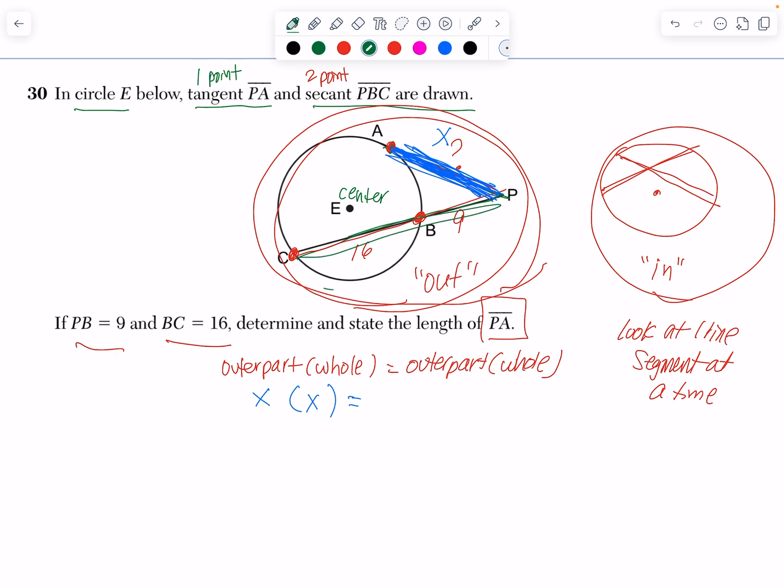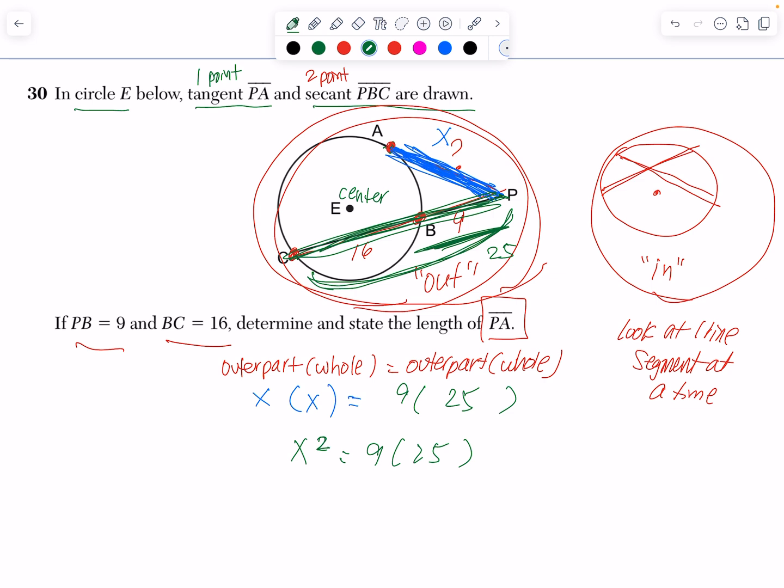And now let's look at this green line segment. What is the outer part? It's 9. And what is the whole line segment? Well, 16 plus 9 is 25. And so you do your algebra. X times X is X squared. 9 times 25. I can multiply that out, but since I'm going to end up doing the square root, I'll just leave it broken up.